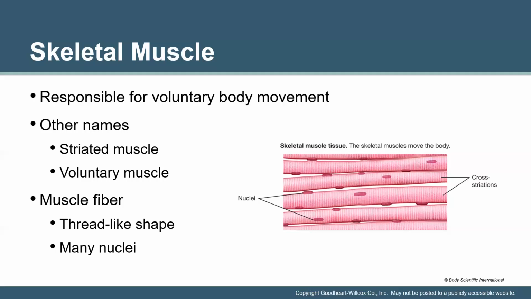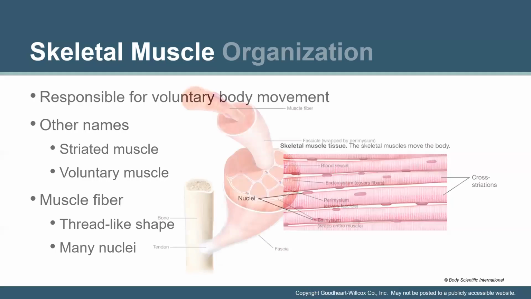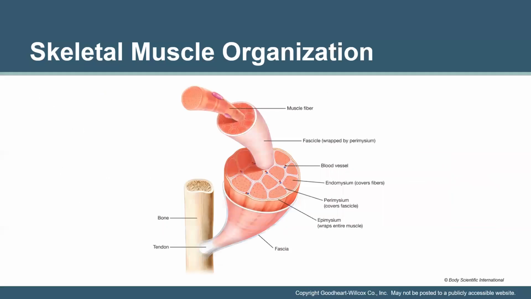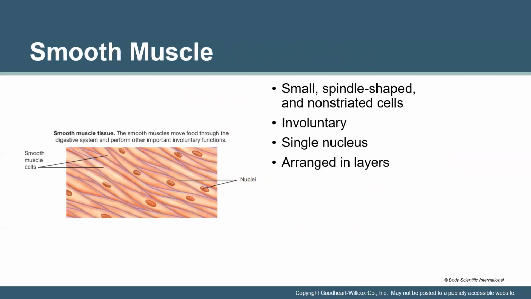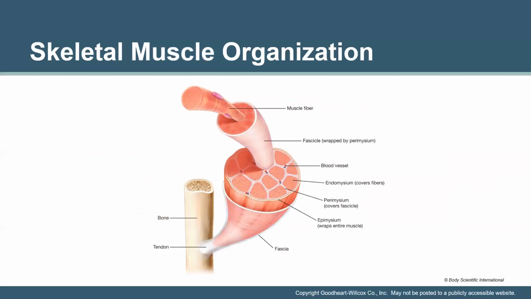Skeletal muscle is highly organized. The cell membrane of a muscle fiber is called a sarcolemma. The sarcolemma of each fiber is covered with something called endomysium. This is a sheath of connective tissue.